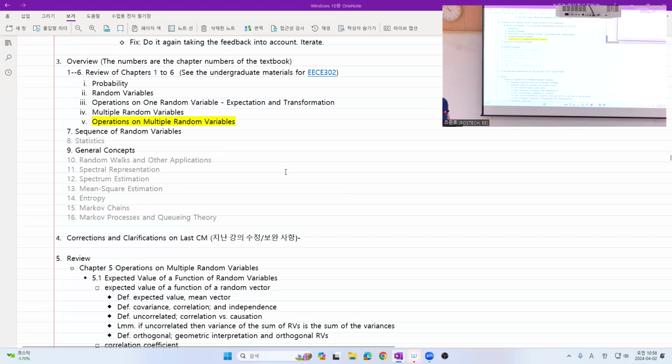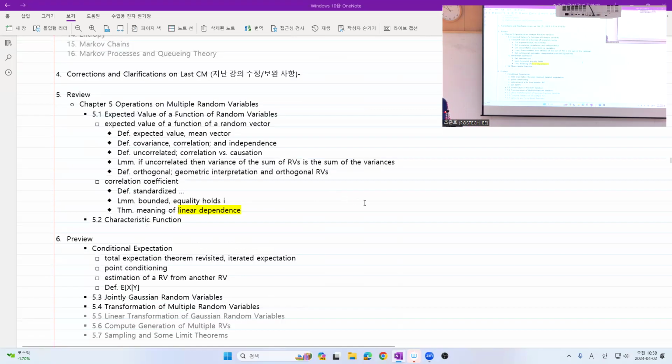Okay, here goes the overview. We are covering the last chapter of the undergraduate textbook we need, and it had some overlap with chapter 7 of our graduate textbook. So we are actually beginning to cover the graduate material. Last time, we started to study chapter 5, which is entitled operations on multiple random variables.